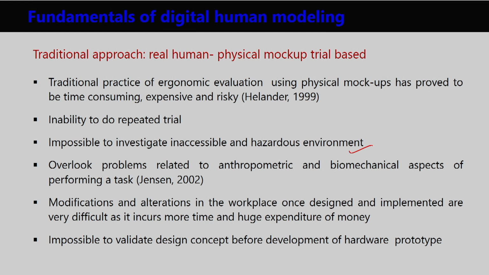Then modifications and alterations in the workplace, once designed and implemented, are very difficult, as they incur more time and huge expenditure of money. Once the design is finalized, it is very difficult to redesign and modify, because for that purpose raw material is required, manpower is required, and at the same time, time is required. So, that is why real physical trial in a mockup or prototype is costly and time consuming. This type of evaluation is also impossible for validating a design concept before developing the actual hardware prototype. This is only possible after developing. So, this is reactive in nature, but the digital human model allows proactive ergonomic evaluation.